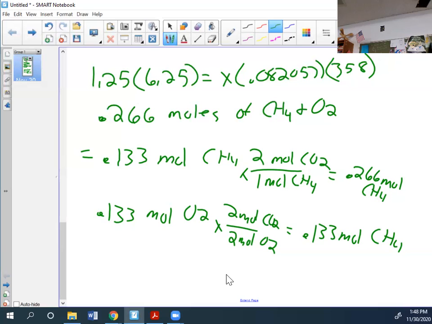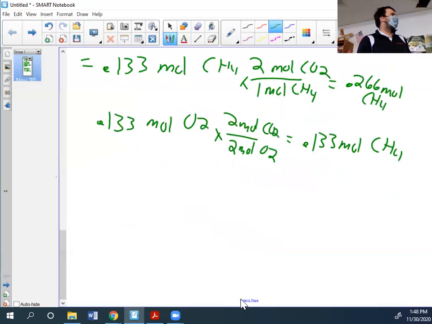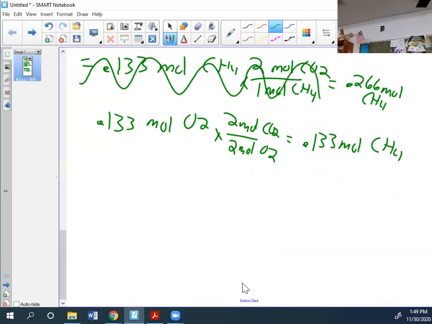That was just a simple stoichiometry problem, moles to moles. So which one am I working with? The 0.266 or the 0.133? 0.133, because that's my limiting reactant, okay? So I don't need this. I do not need that. Now I've found my moles of CH4, can't I? So I've done my stoichiometry problem, correct?